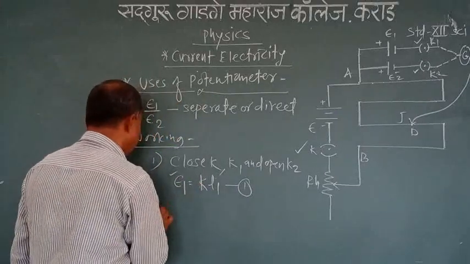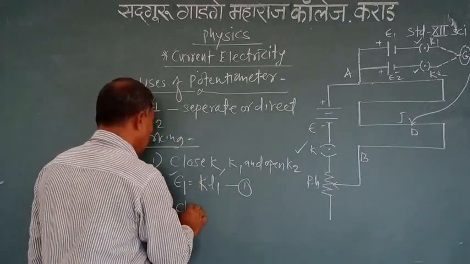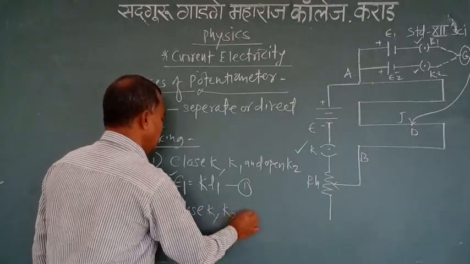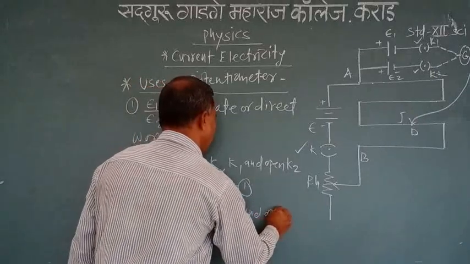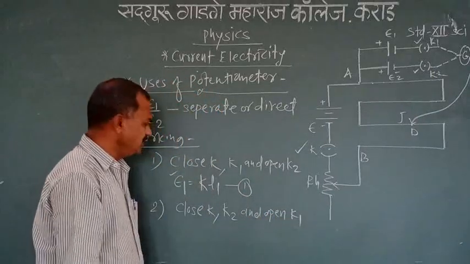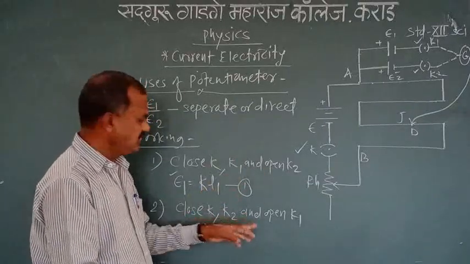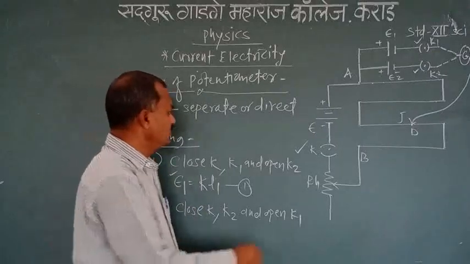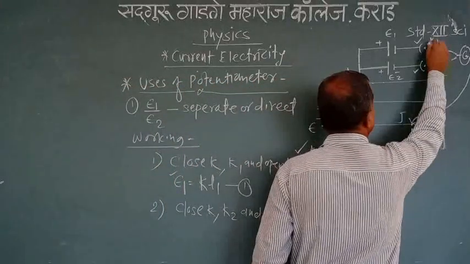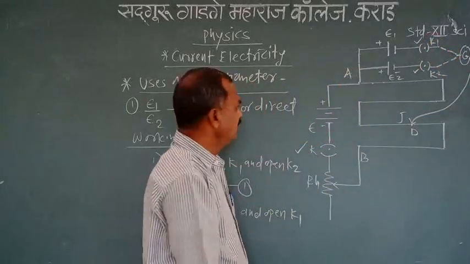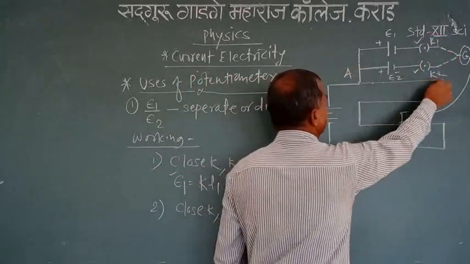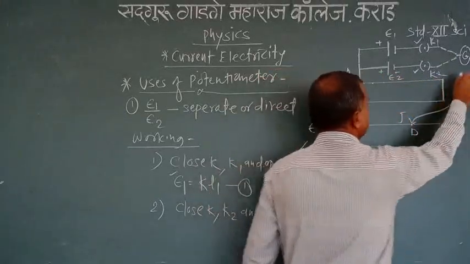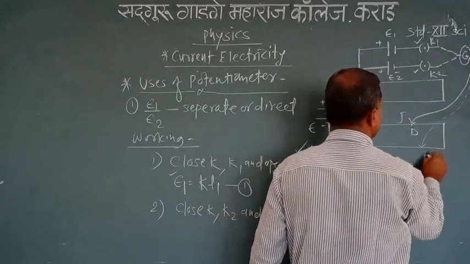Then second part, close K2 and open K1 so that only cell 2 is in the circuit. Cell 1 is not in the circuit. In that case, close K2, open K1. Then slide the jockey along the wire from point A and obtain the point of contact like this, D dash.